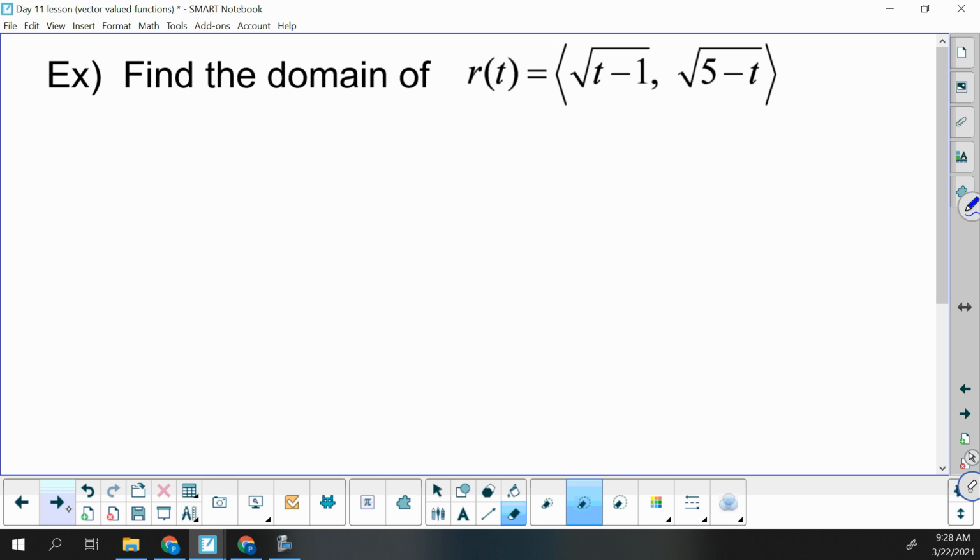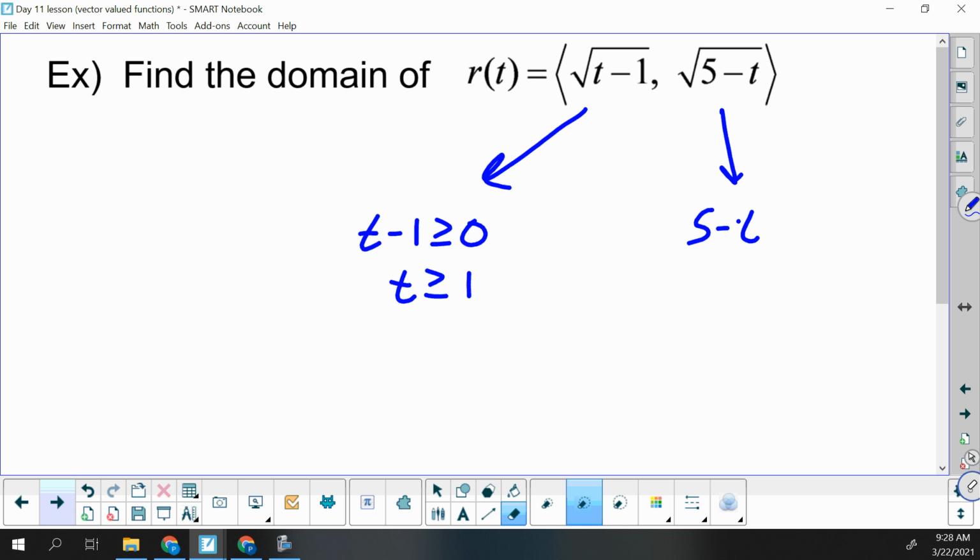If we go down to the bottom, if we want the domain of this vector valued function, let's look at the domains of the parts. When you have a radical, we need it to be positive or 0. So that means we would want to make t minus 1 greater than or equal to 0. So we get t greater than or equal to 1. We'll do a similar idea here. We need 5 minus t to be greater than or equal to 0. If we add the t over, that means we need t to be less than or equal to 5.